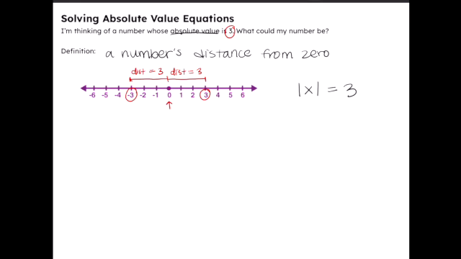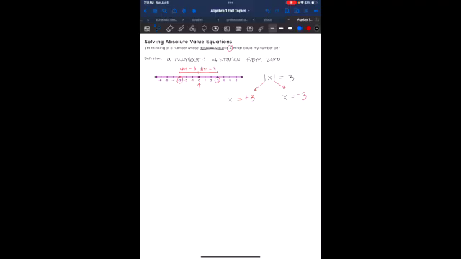In order to solve it, we realized that there were two things that we could do, or two ways that we could have a distance of 3. We could say that the number was +3 or -3. And that's the most basic kind of absolute value equation that you're going to solve. Let's go ahead and look at some more complicated examples.